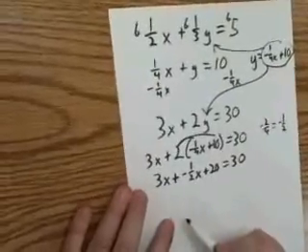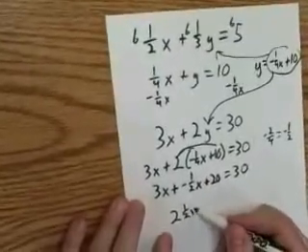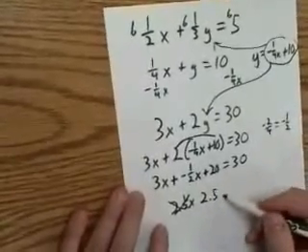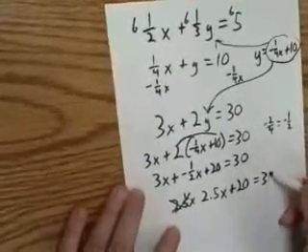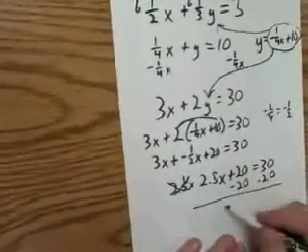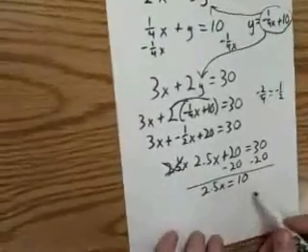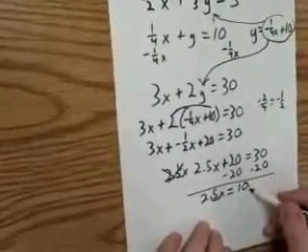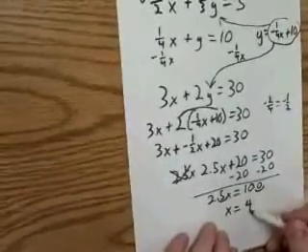I'm going to combine my like terms here. 3x minus a half x is going to be 2 and 1/2 x, which I'm going to rewrite as 2.5. That's 2.5x plus 20 equals 30. I subtract 20 from both sides, and I've got 2.5x is equal to 10. I divide by 2.5. You can do this on your calculator, or you can just move your decimals. Move my decimal over. How many times does 25 go into 100? Simple. X is equal to 4.